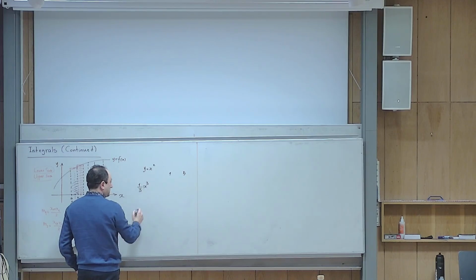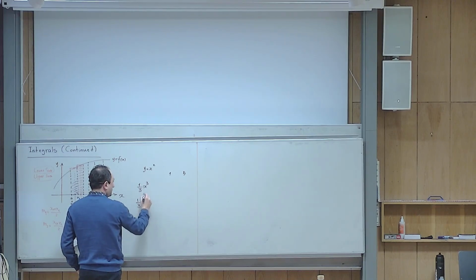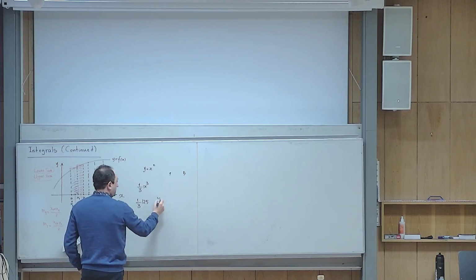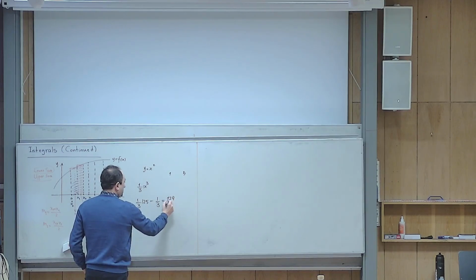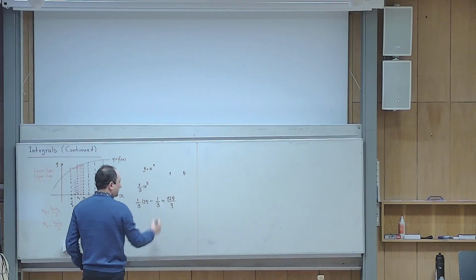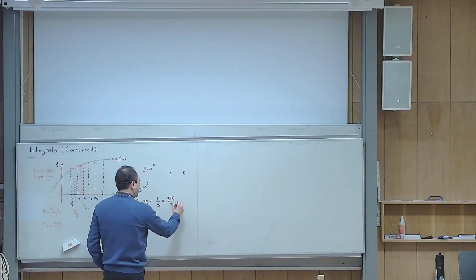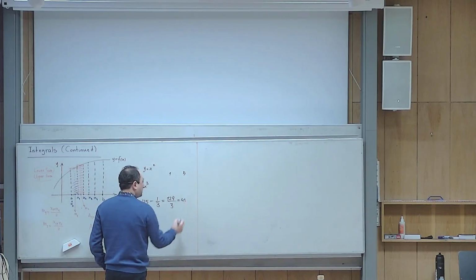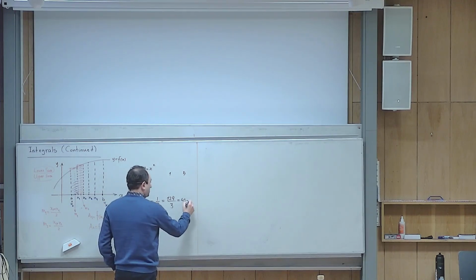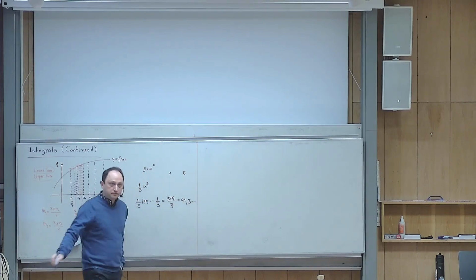I will come back to it later, but let us try to understand what is going on. If I put 5 here, it becomes that. If I put 1 here, it becomes this. When I subtract them, it becomes 124 over 3, which is how much? Which is 41.3, etc.